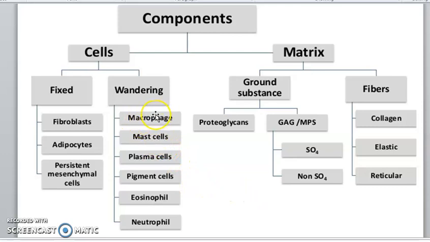For the matrix, which is divided into either ground substance or fibers, the ground substance is split into either proteoglycans or the GAG or MPS, which further split into either sulfated background or non-sulfated substance. While the fibers are the major three fibers, we know the collagen, the elastic, and then the reticular fibers.